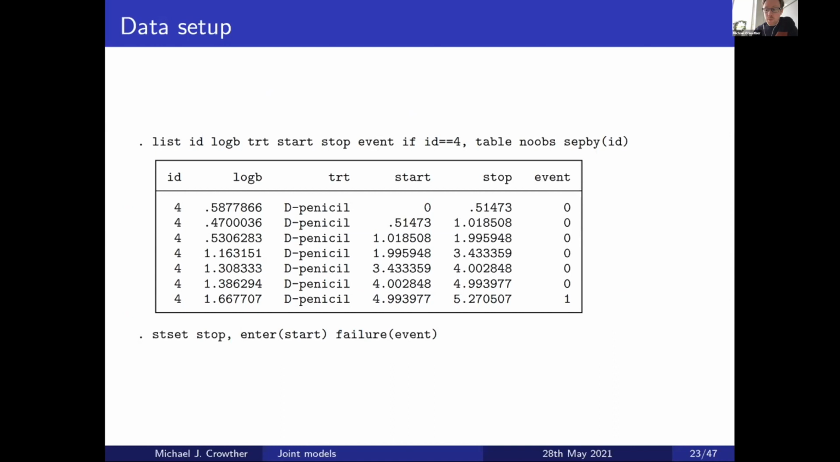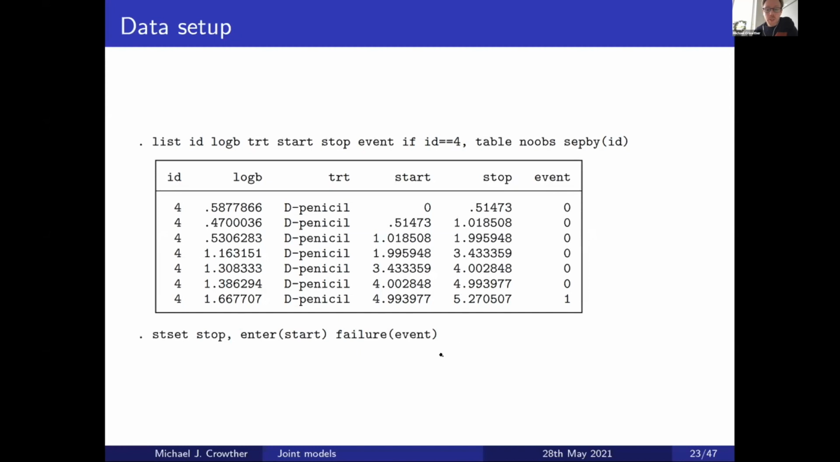Swapping to a bit of Stata code to illustrate how we can fit these in Stata. This is my data set. This is the data for a single patient. I've got the log of serum bilirubin, so that's my biomarker, repeated measures. This patient was on treatment. I've got my start times, which are the times at which the biomarker was measured. I've set up my at-risk time window. This is how we would set up our data for time-varying covariate and survival analysis. And the final row of my event indicator is a 1 because the patient died after 5.27 years.